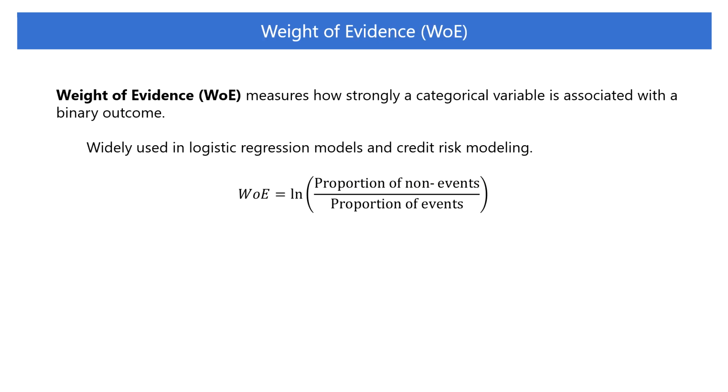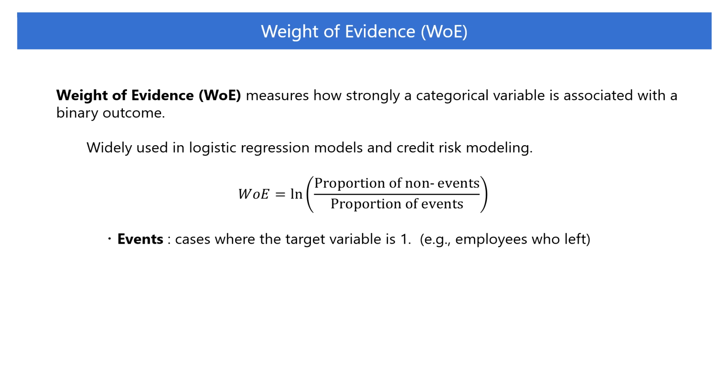First, let's explore weight of evidence, WOE. Weight of evidence measures how strongly a categorical variable is associated with a binary outcome. It is widely used in logistic regression models and credit risk modeling. We can calculate weight of evidence using this formula.